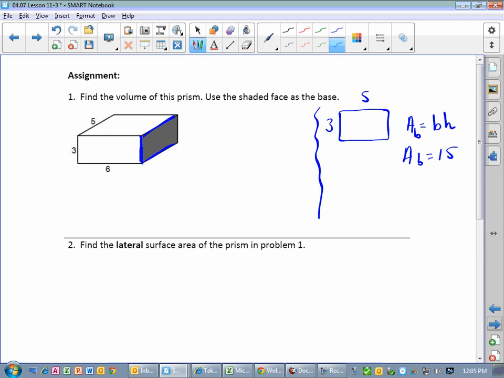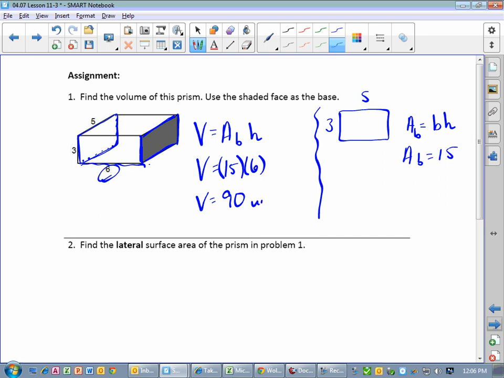So our volume, which is the area of the base, times the height of the prism. Now, what's the distance between the 2 bases of this prism? All right, so there's our other base. And so we say, well, how far apart are they? Well, that's this distance right here. 6. So we have 15 times 6. So our volume would be 90 cubic units.